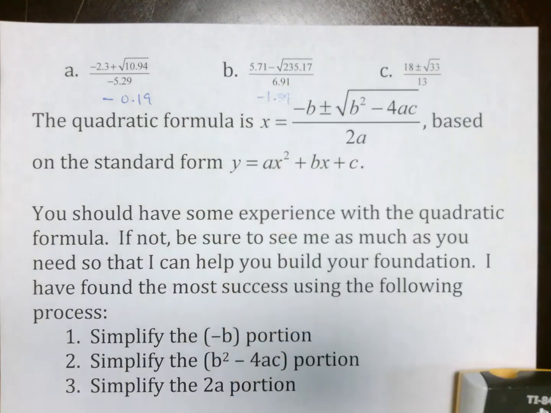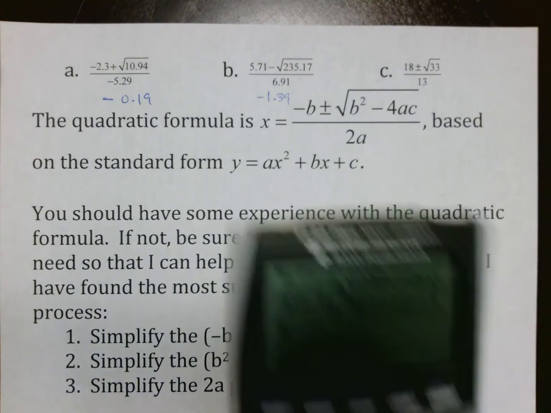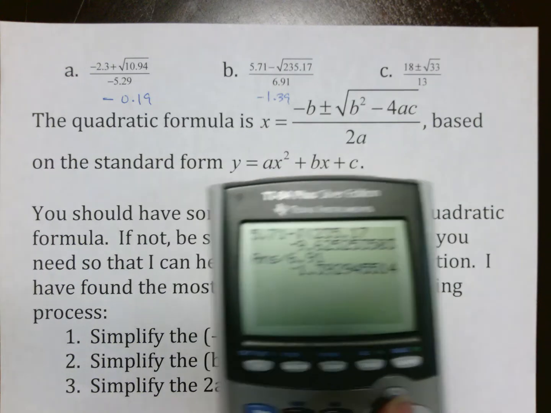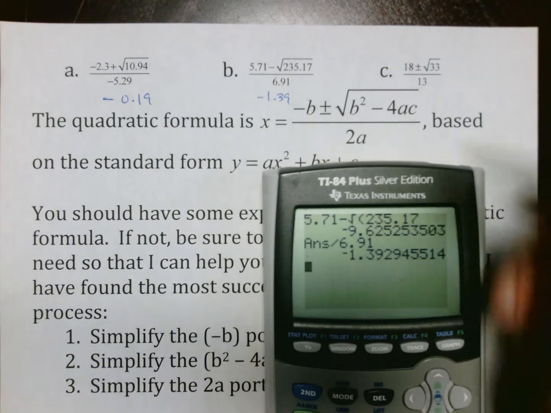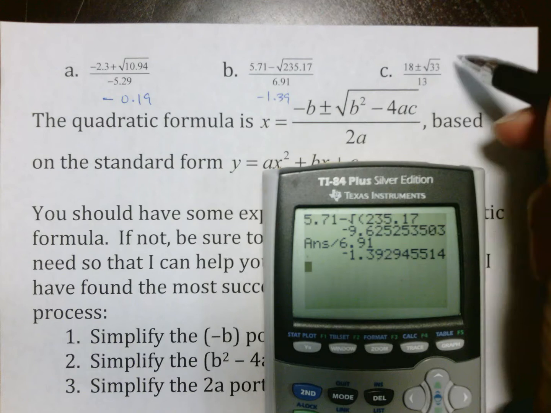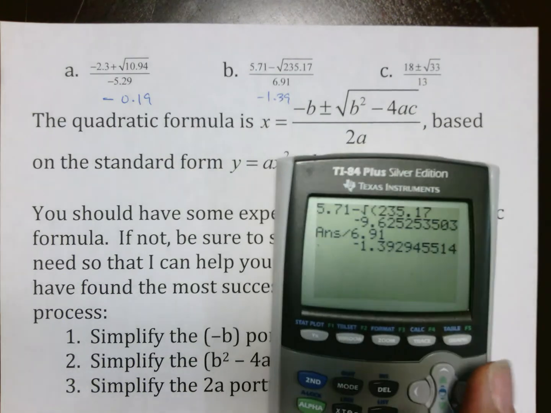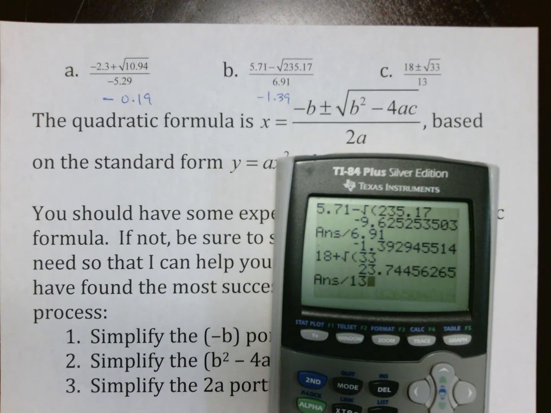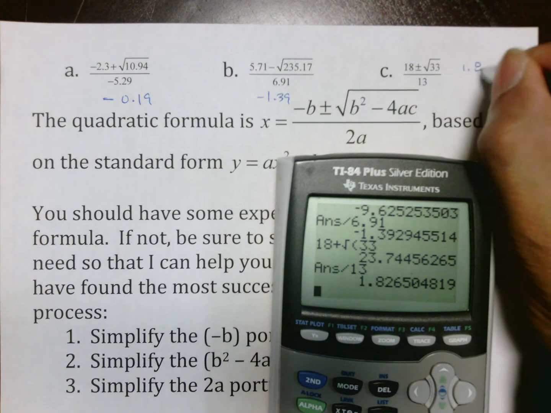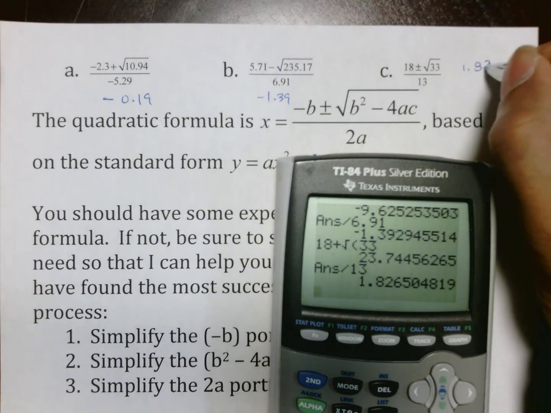I'm not sure if I rounded the other one correctly, but I'm sure you saw what you needed to see. And then C, now this is the one you're actually going to see, which is 18 plus or minus all this stuff. You can't do plus or minus in your calculator, so what you do is just two answers. So you'll do 18 plus square root of 33 equals, divided by 13 equals, and get 1.82. I'm sorry, 1.83. Let me round appropriately.